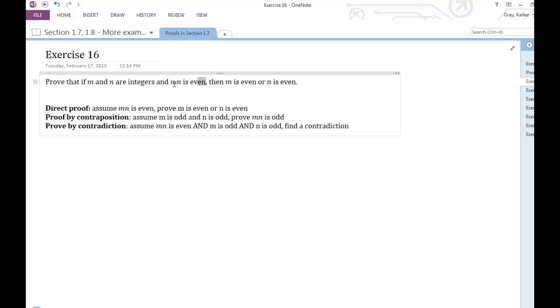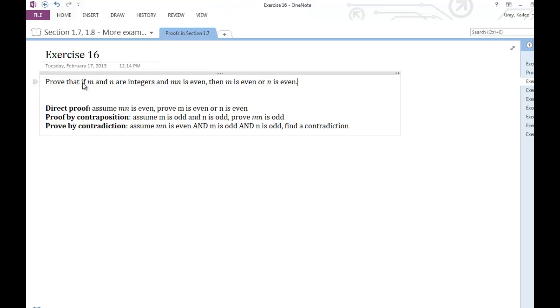So we do have two propositions, mn is even, and m is even or n is even, but within our conclusion we have a little bit more stuff going on than we might have in previous proofs so far. There are different ways to prove this, right? You should have seen in the section that there are several ways to prove implications. And so what I've done here is just outlined a few different methods for this particular statement.